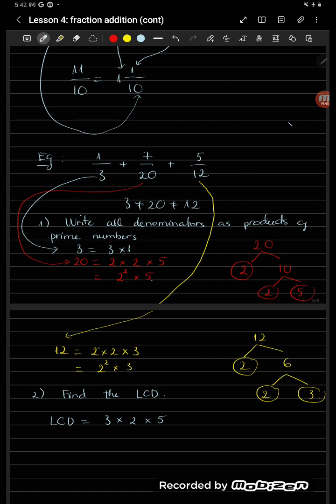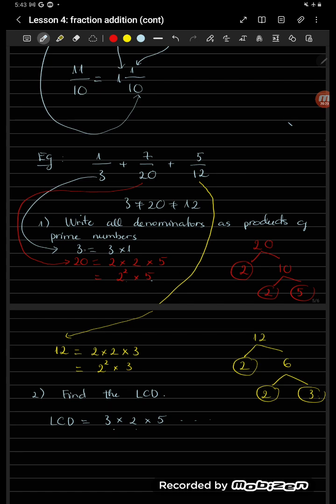And for 12 we have a 2 and 3, right? But because 2 and 3 already appear here, we don't need to rewrite them. Because 2 and 3 appear in 12, and 2 and 3 also appear in 20 and 3. So that's why they are the same prime numbers. We only write the different prime numbers. It means all prime numbers are different from each other, okay? And in this case, we only have 2, 3, and 5. That's it. Now we fill in the highest power.